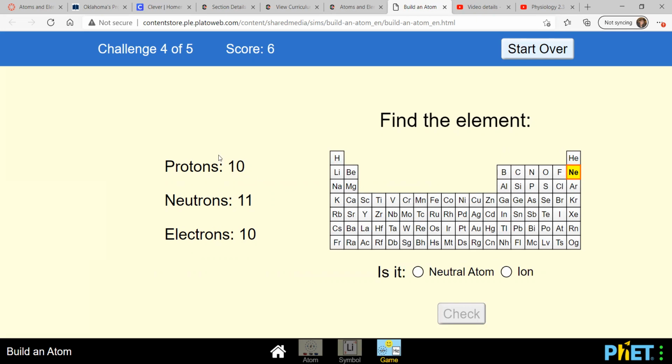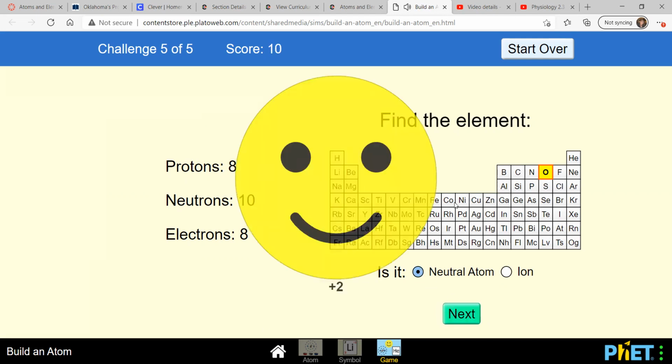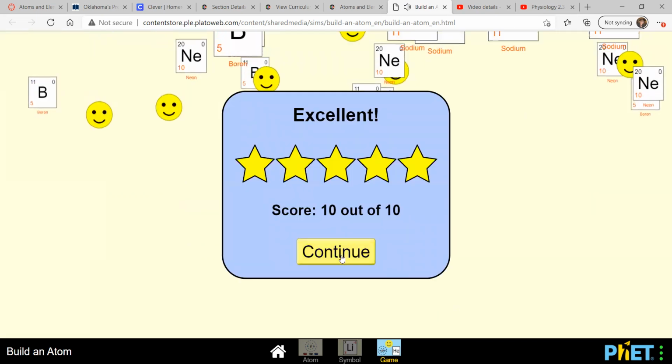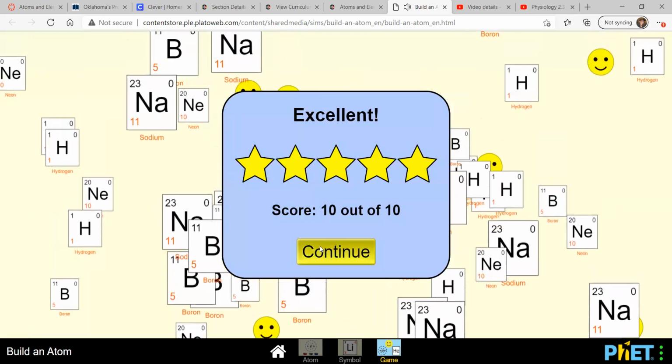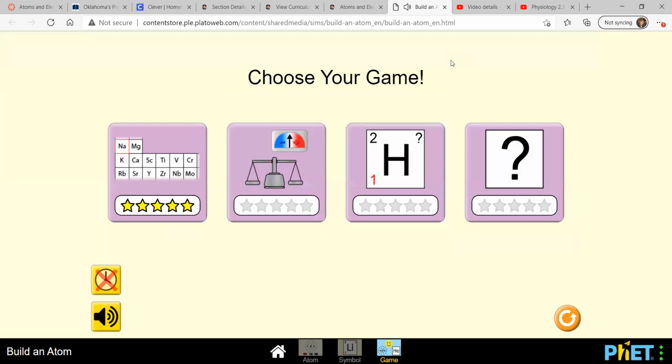Neon has 10 protons and 10 electrons, positively charged protons 10, and then 10 negatively charged electrons, so it's neutral. And then lastly, we have 8. So if we know carbon has 6, nitrogen has 7, oxygen has 8. Number of protons equals the number of electrons. It's neutral. There we go. Excellent. That was fun. But yeah, hopefully you understand that.